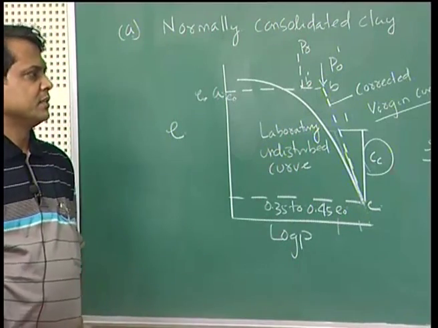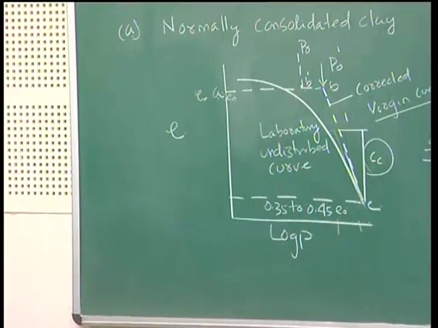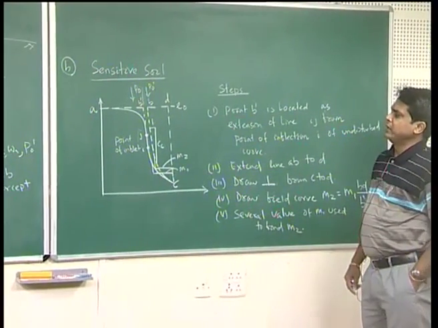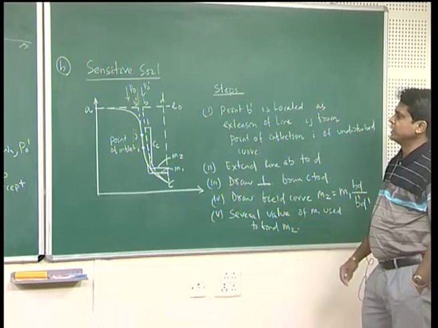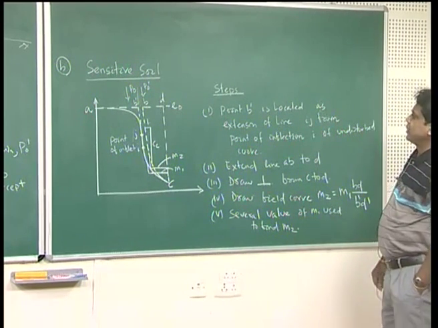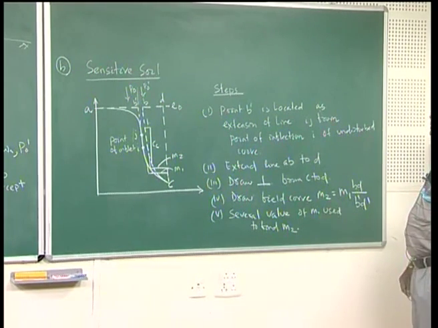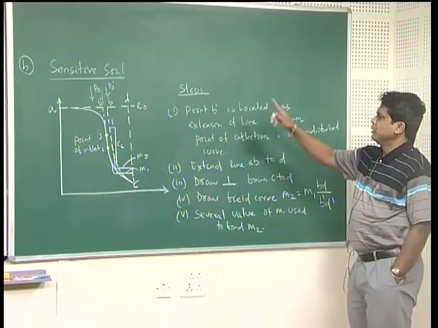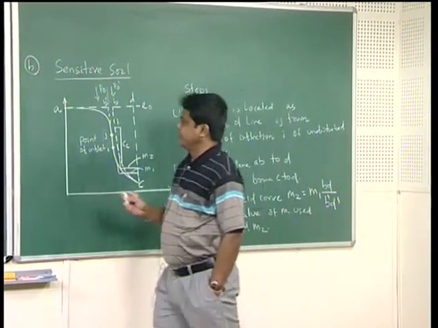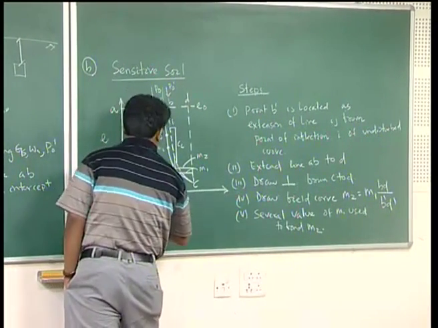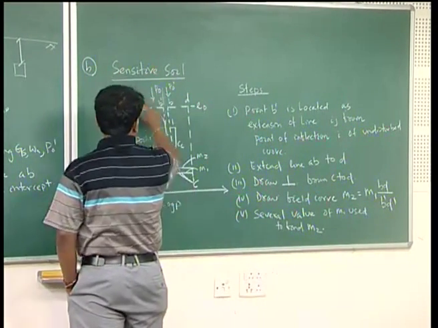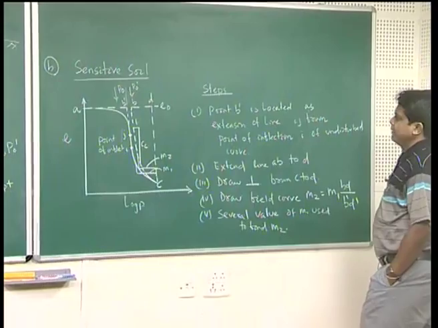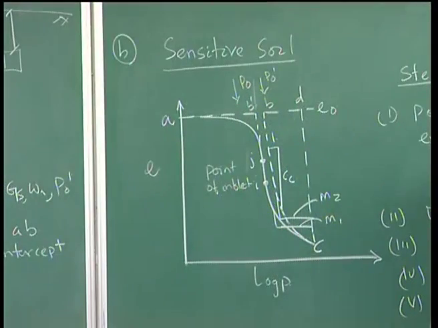your field conditions. Now, as I said, there are three cases: one is normally consolidated clay, another is sensitive soil, and another is over consolidated clay. In case of sensitive soil, first identify how B prime is located. Step 1 means you draw the e versus log P curve. It has been drawn. Then the point B prime has been located.